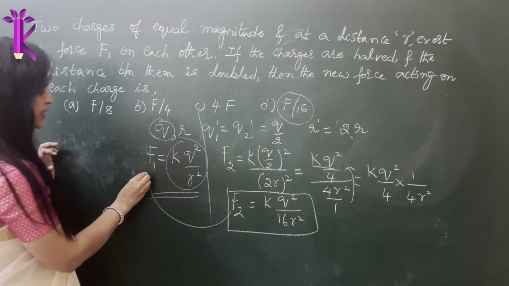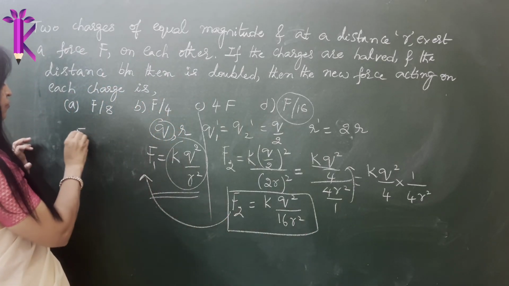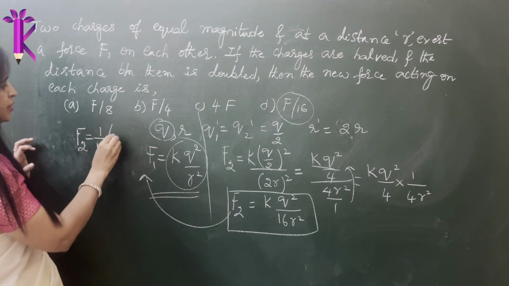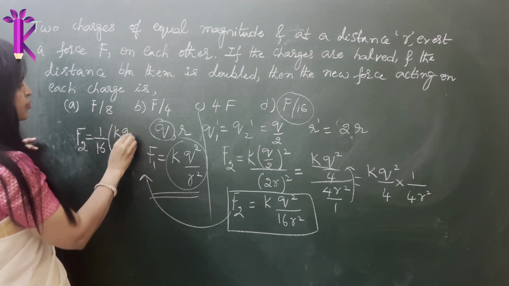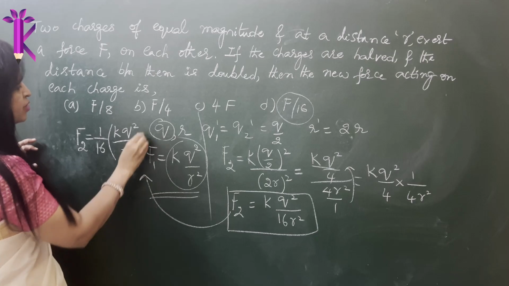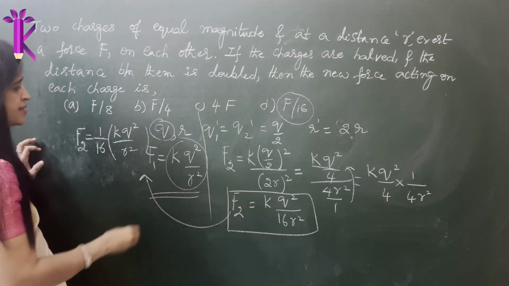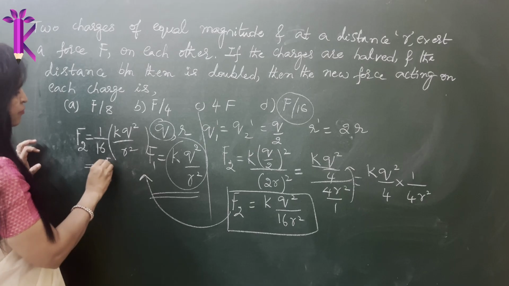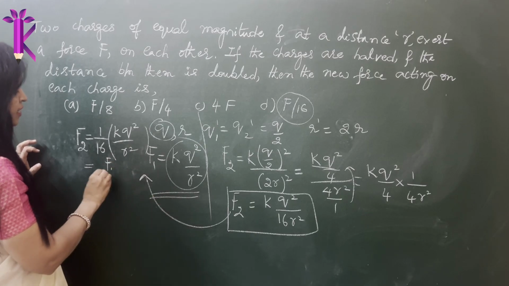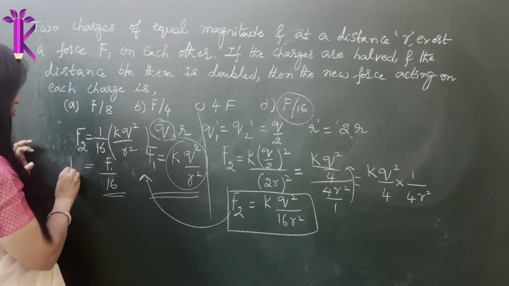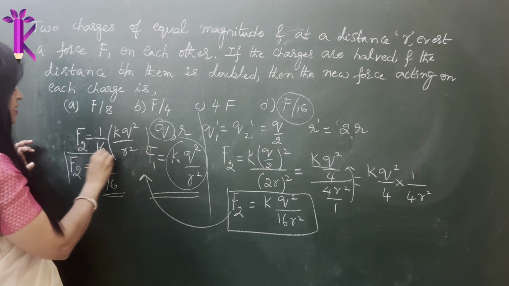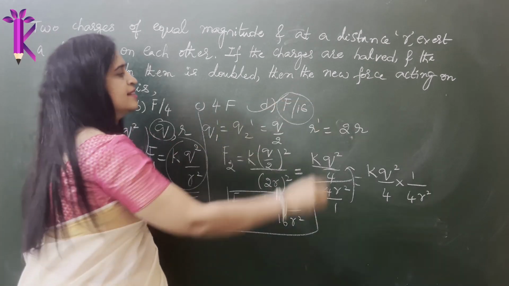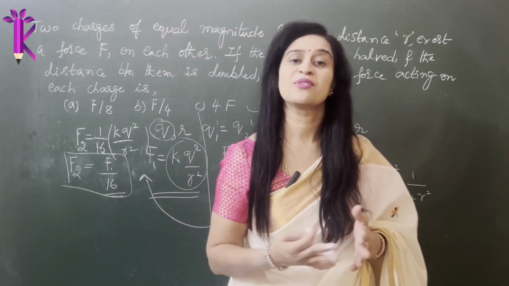Now this can be rewritten as F2 equal to 1 by 16 into K q square divided by r square. I'm just rearranging, taking 1 by 16 out. But what is K q square by r square? It is F1, we have called it F1, so F1 by 16. So F2 is 1 by 16 times the initial force. So here is the answer: it is 1 by 16th of the initial force.